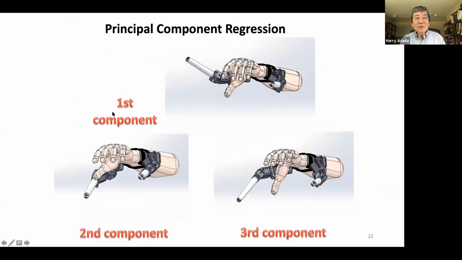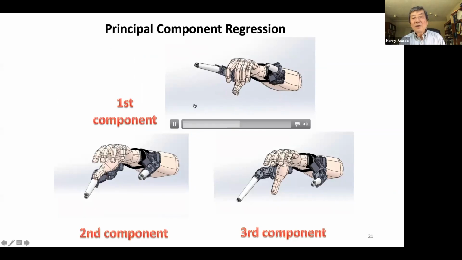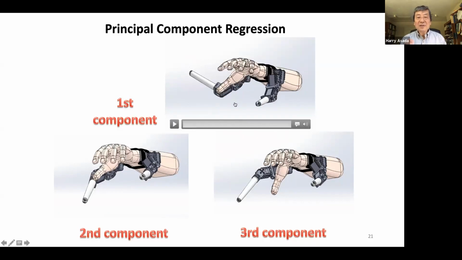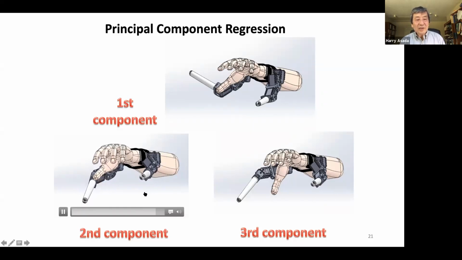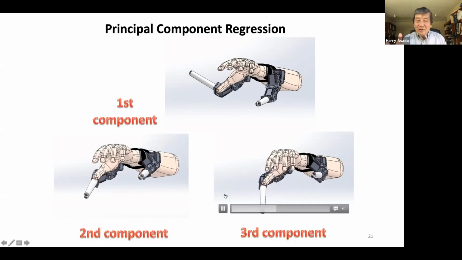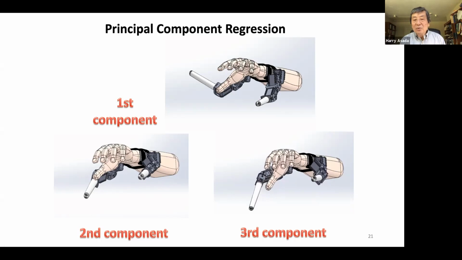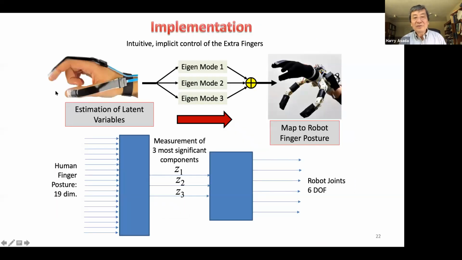These are the first components. The first one opens and closes the 5 fingers, all in phase. The second mode is a little different. The third is somewhat twisting, with out-of-phase motions involved. These are obtained by analyzing the principal components. So now we know 3 components will be good enough.